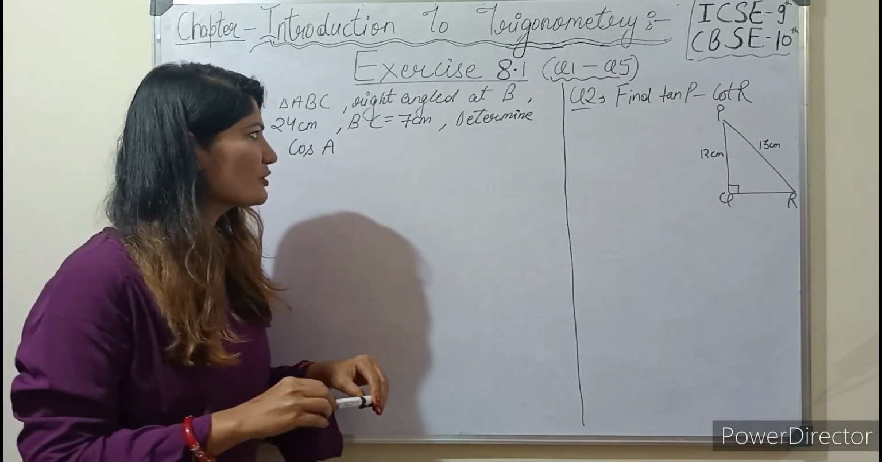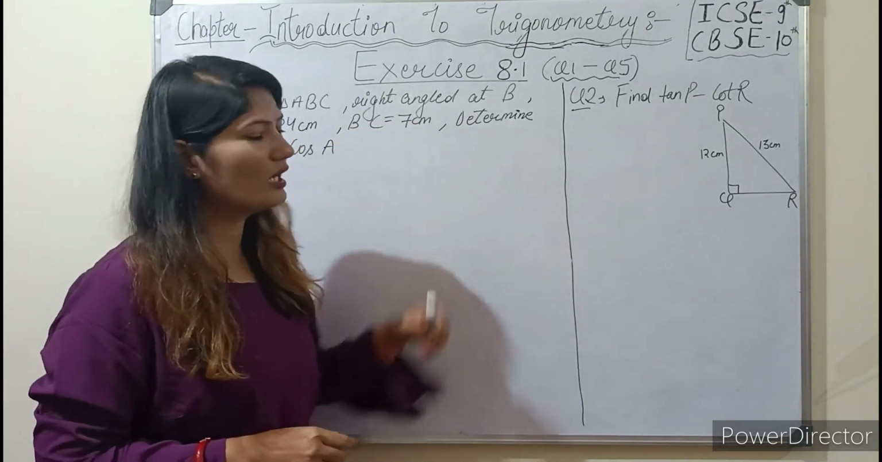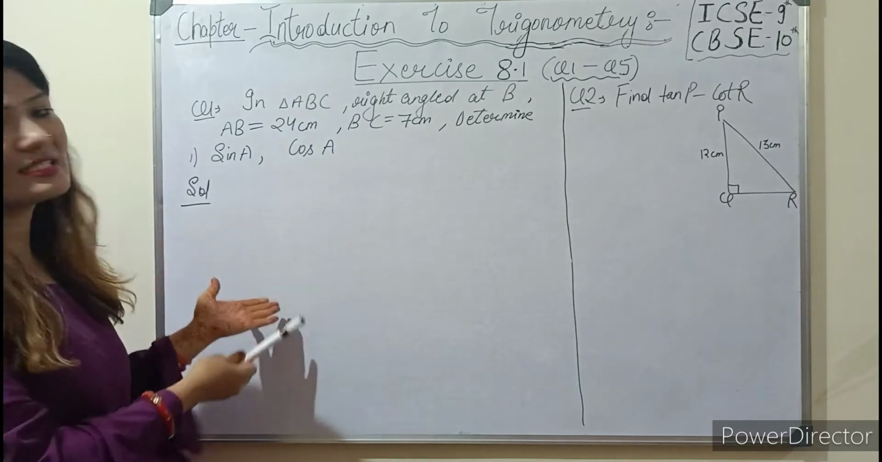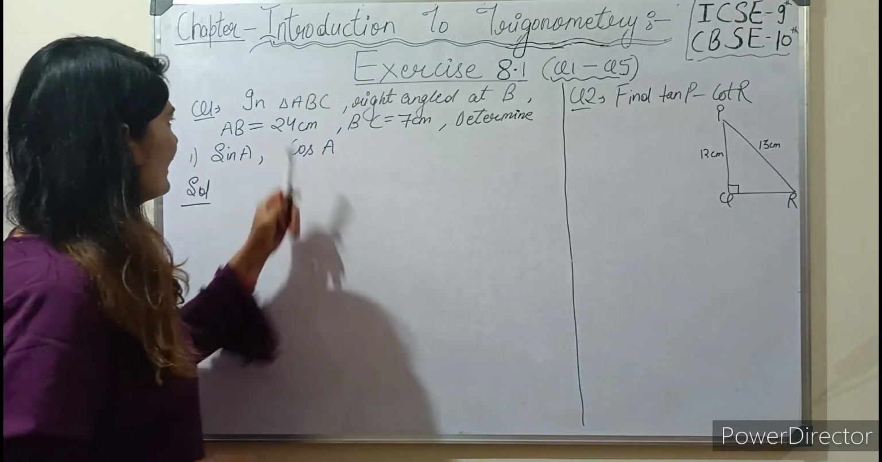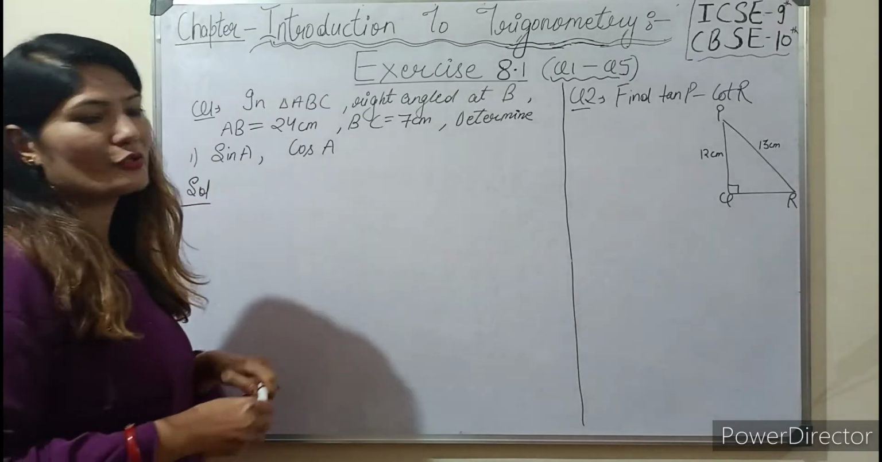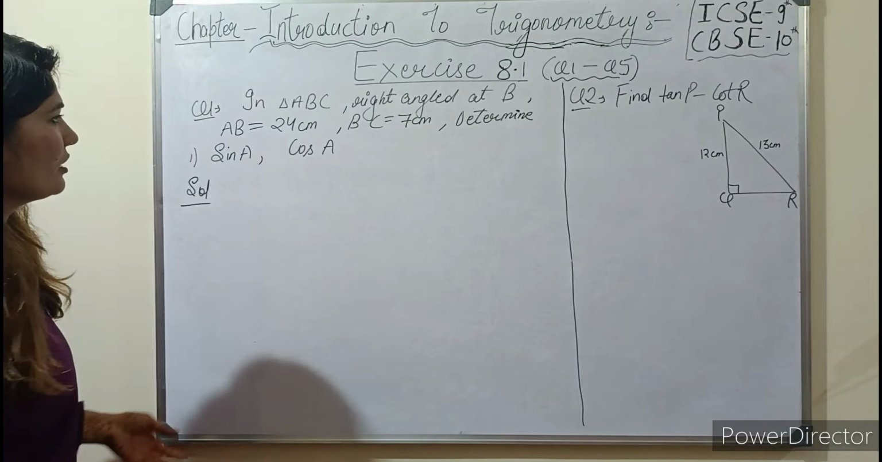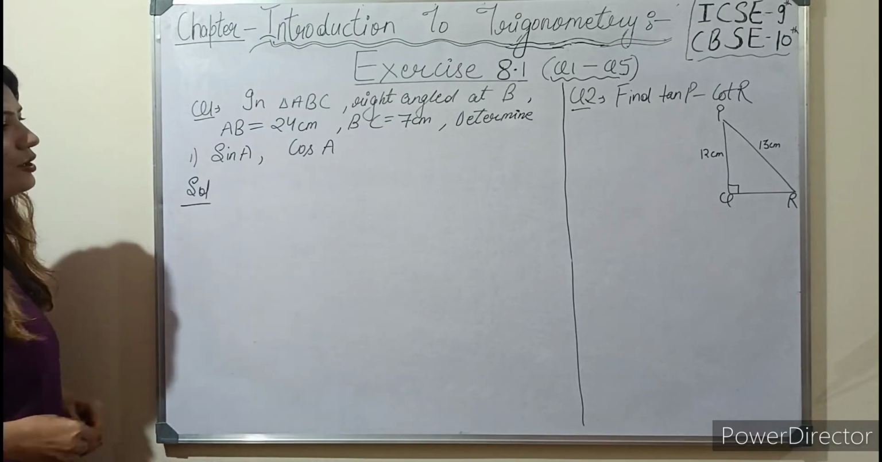So today in this video I am going to start the exercise 8.1, question number 1 to question number 5. So let's start solving question number 1. In triangle ABC, right angle at B, AB is given 24 cm, BC is 7 cm. You need to find the values of sine A and cos A.